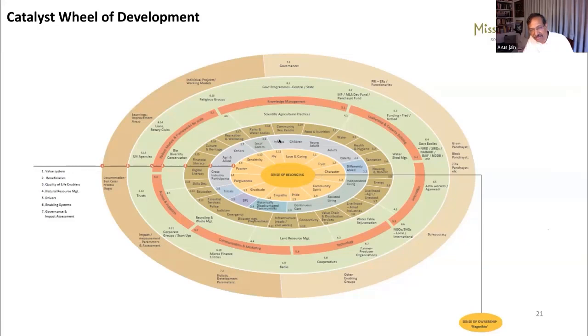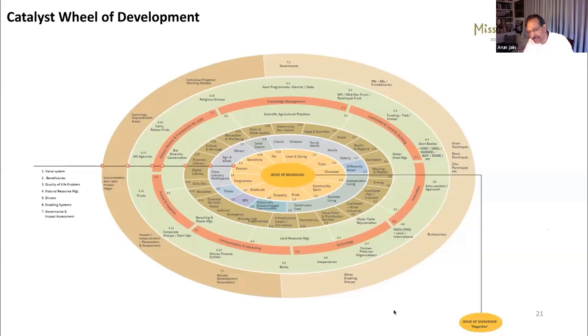Then there's the next ring, which is who are the beneficiaries, then what their needs are, and what their natural resource management is. So these 7 rings we created by engaging 150 people in society who are working with rural India. And it took 2 days for us to design this catalyst wheel. And this becomes our compass of development.